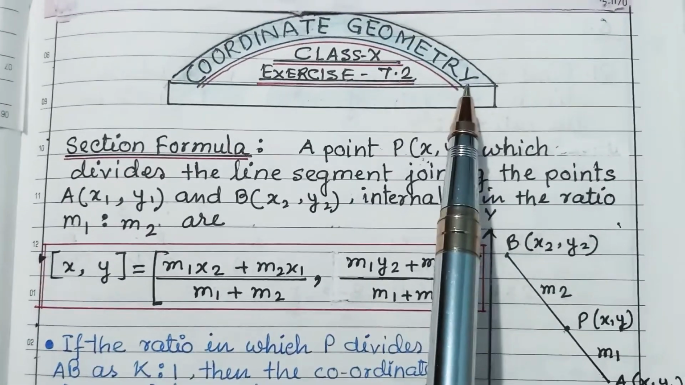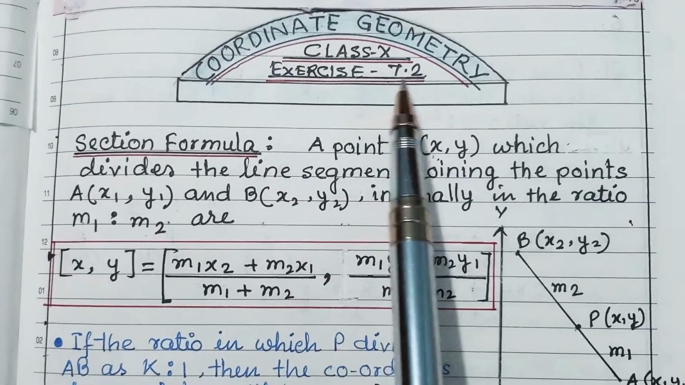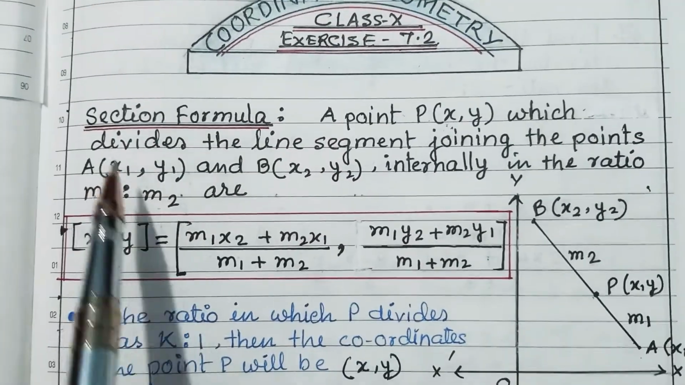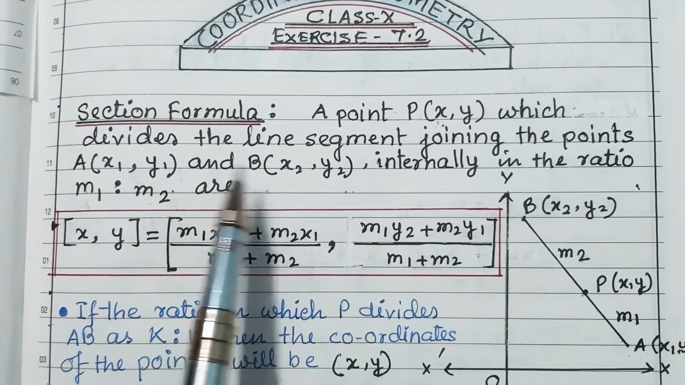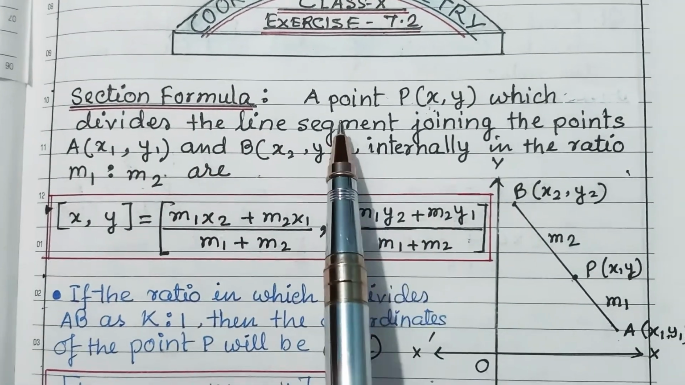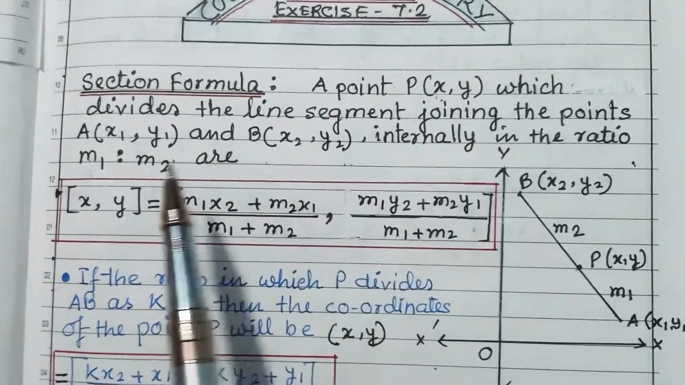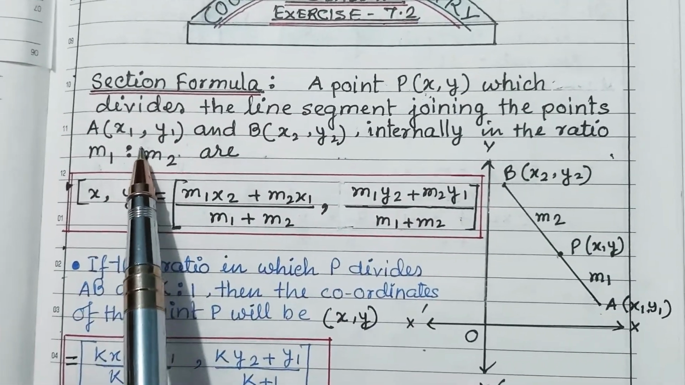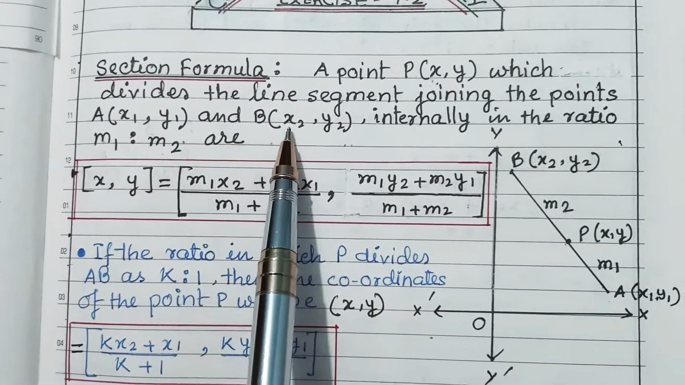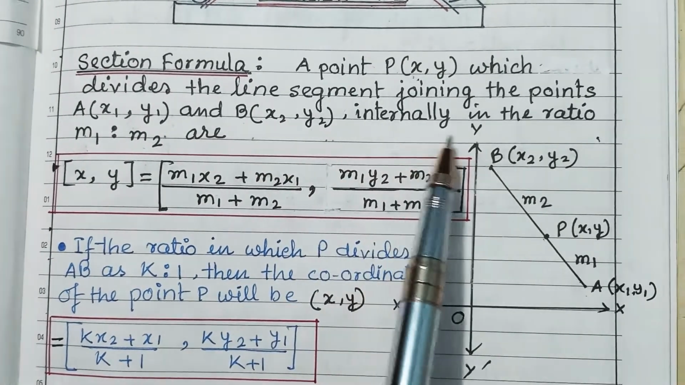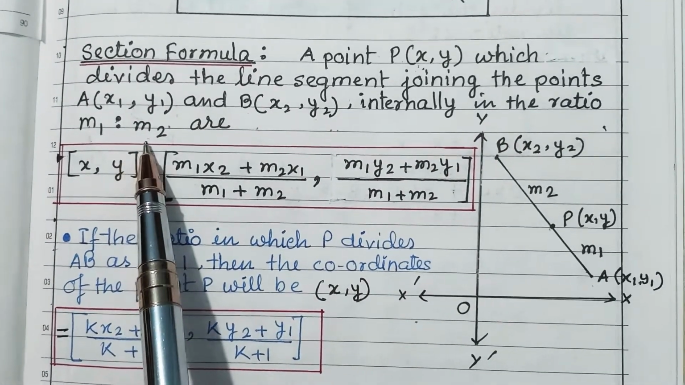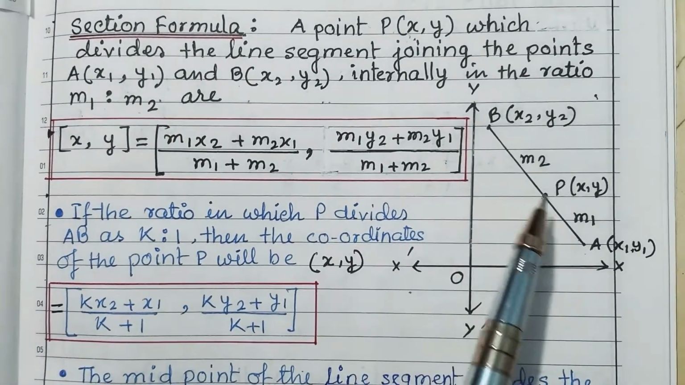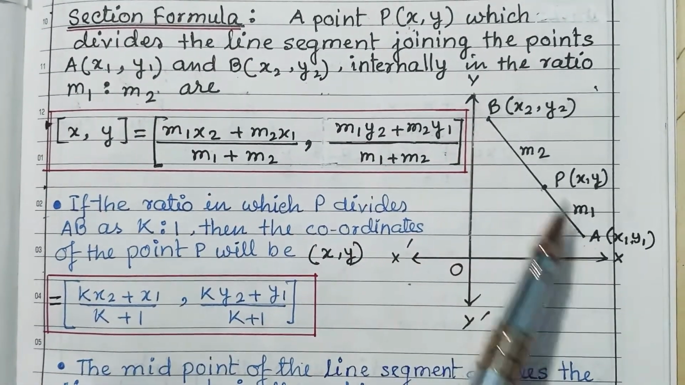Coordinate geometry is the chapter. Exercise 7.2, part 1. The chapter is based on the section formula. Now, a point P(x, y) which divides the line segment joining the points A(x1, y1) and B(x2, y2) internally in the ratio m1:m2. Then the coordinates are, for these two points A and B.